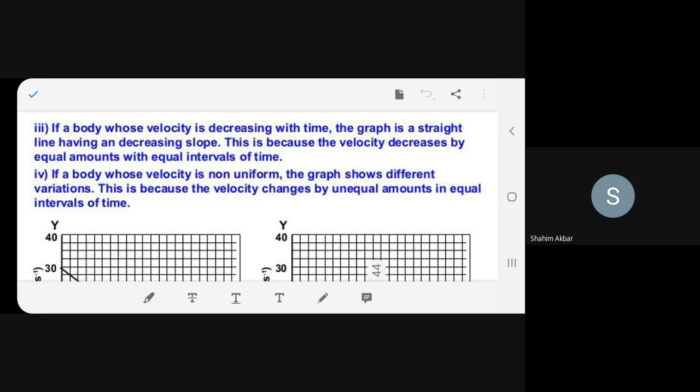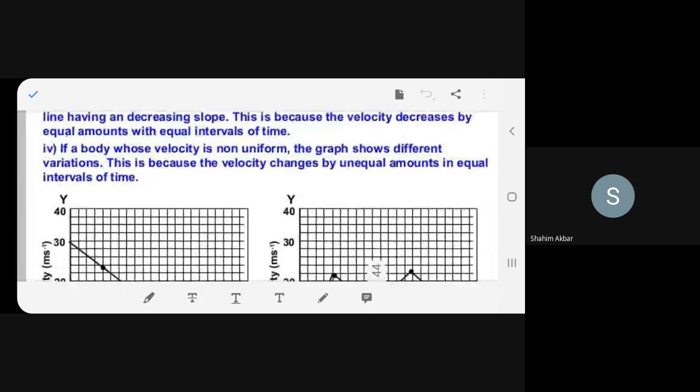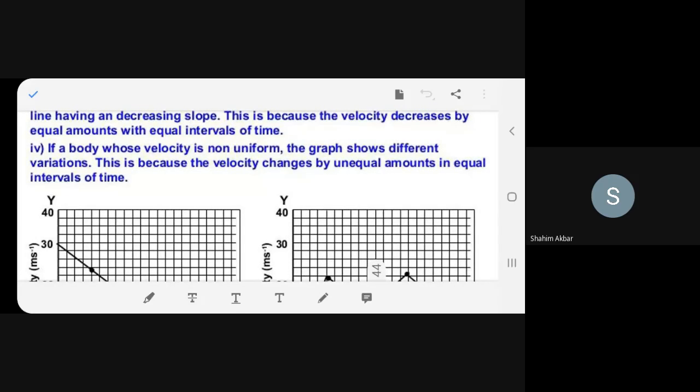You understood now? Are you able to understand what I'm trying to say? That time the slope was increasing and here the slope is decreasing. That's all. Next, I will show you by graph. Yes, next, beta. Please read.